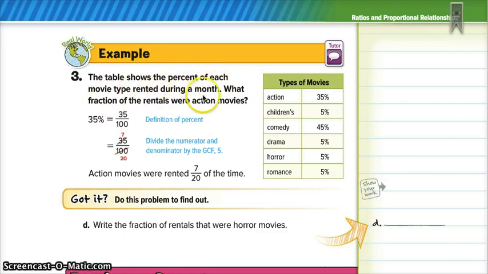You have another example up here, number 3, that talks about the table that shows the percent of each movie type rented during a month. What fraction of the rentals were action movies? The first thing you want to figure out is the total percent. Is it actually 100% or is it less? And then out of that, look at the 35%. So 35% means 35 out of 100. You would write this as 35 over 100 and then simplify it down into simplest form. Go ahead and try part D, write the fraction of rentals that were horror movies. Once again, make sure that is in simplest form.